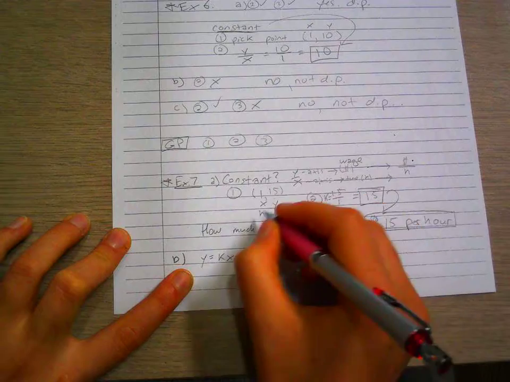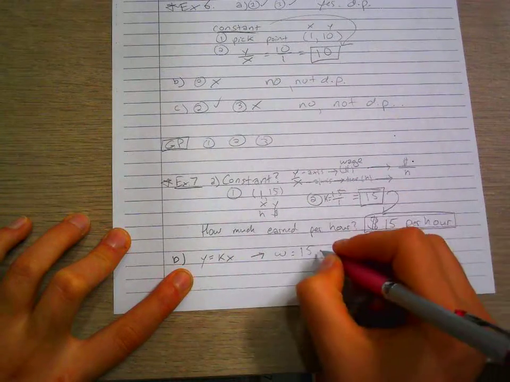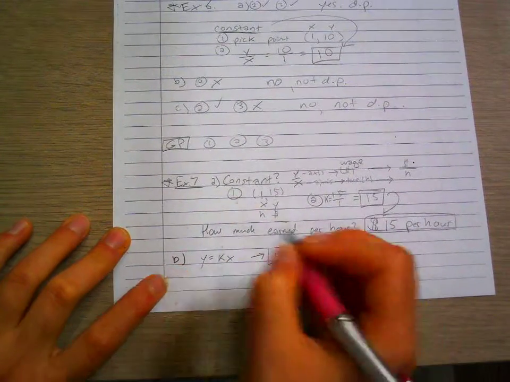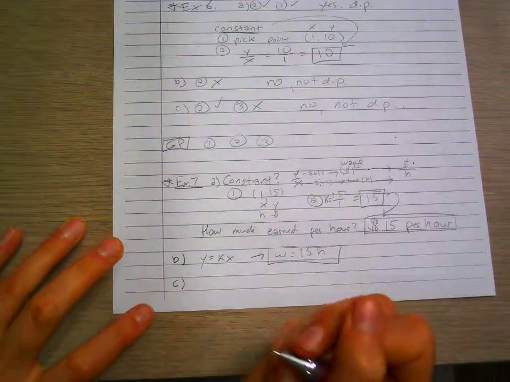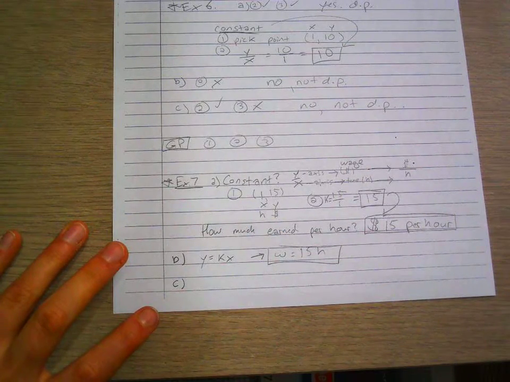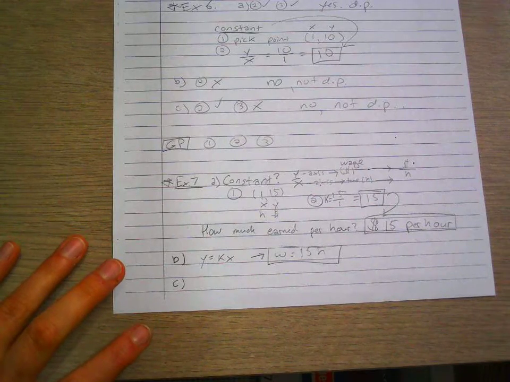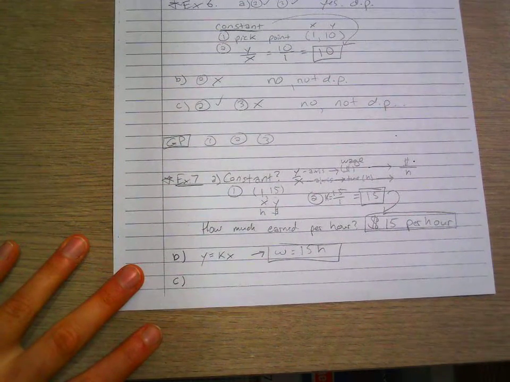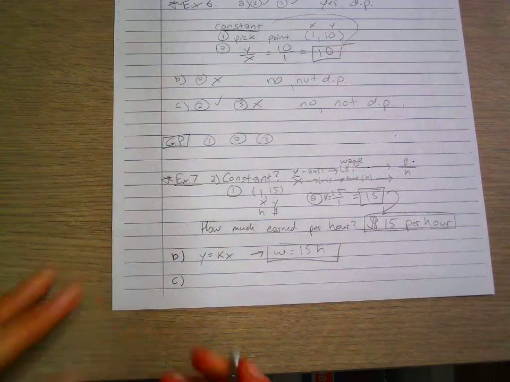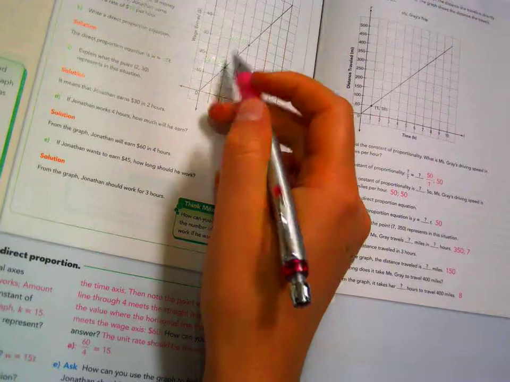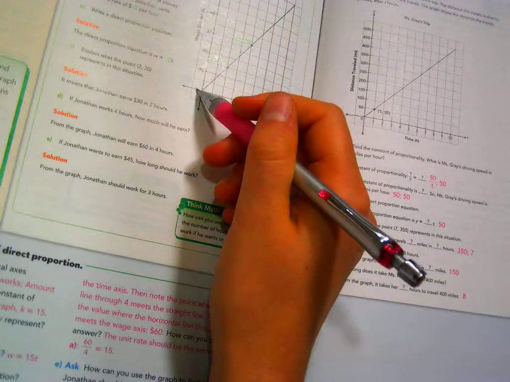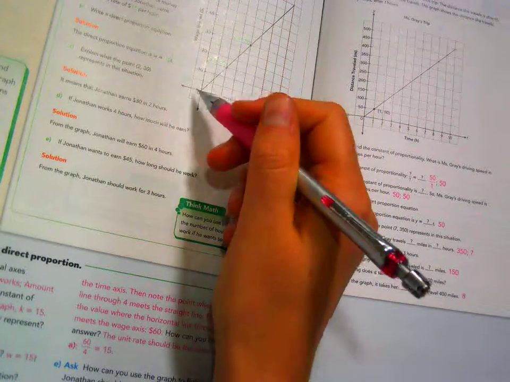If Jonathan works 4 hours, how much will he earn? Oh wait, C says, explain what the point (2, 30) represents in the situation. So in our graph here, the point (2, 30) means that at 2 hours, so 2 hours have passed, he has made $30.